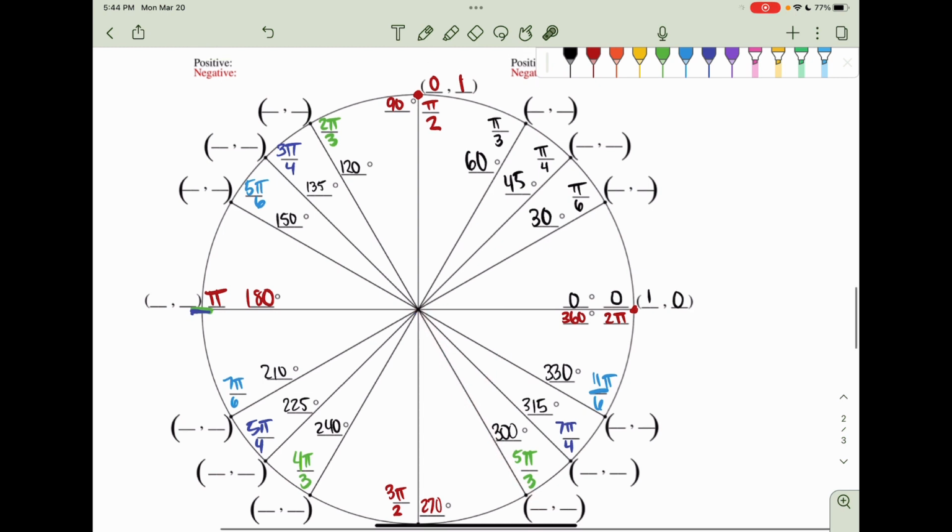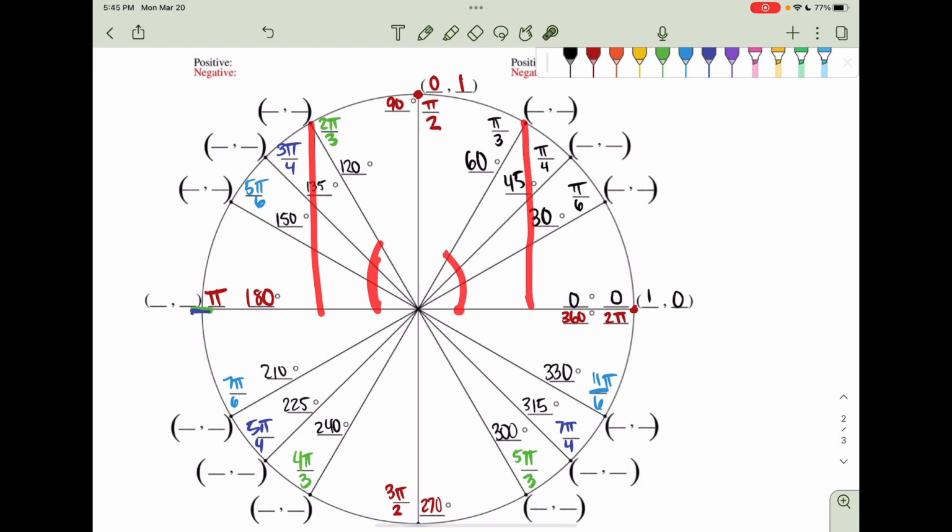So notice, as we work through our coordinates, that angles with the same denominator all have the same reference angles. So all the pi over 3's will have a reference angle of some multiple of pi over 3. Here's pi over 3. Here's pi over 3. Here's pi over 3. And here's pi over 3. All the pi over 3's have a reference angle of pi over 3.